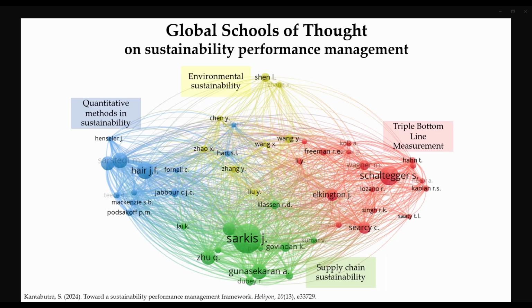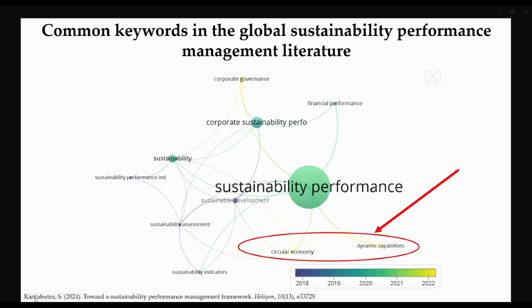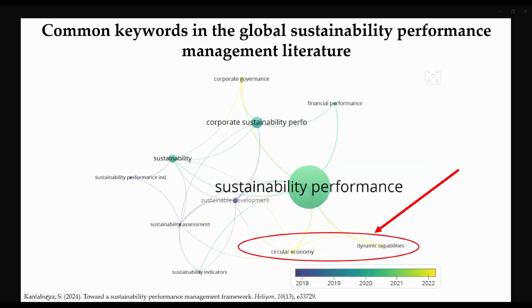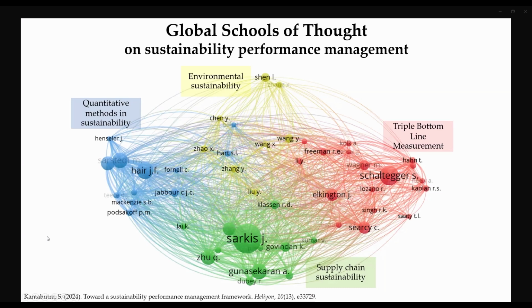So there is a group of people who focus on environmental sustainability, and as you can see, they are mainly Chinese, probably because China is facing a lot of environmental problems. And there is another group that does a lot of triple bottom line measurements, meaning that they come up with how to measure sustainability performance in terms of social performance, environmental performance, and economic performance. So there is a big group that does that.